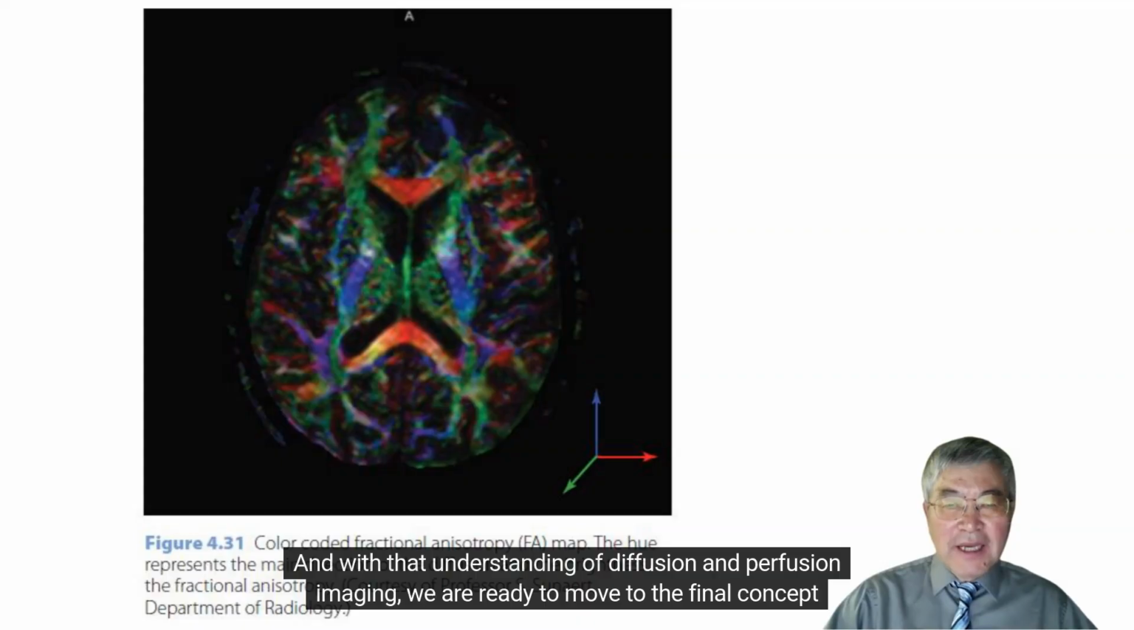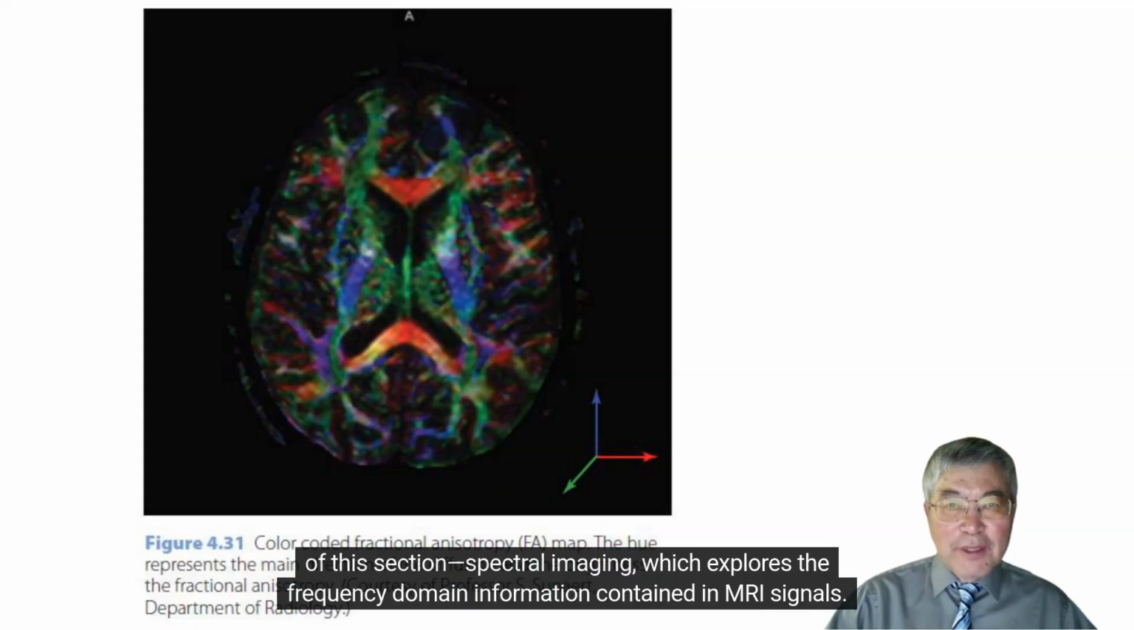And with that understanding of diffusion and perfusion imaging, we are ready to move to the final concept of this section, spectral imaging, which explores the frequency domain information contained in MRI signals.